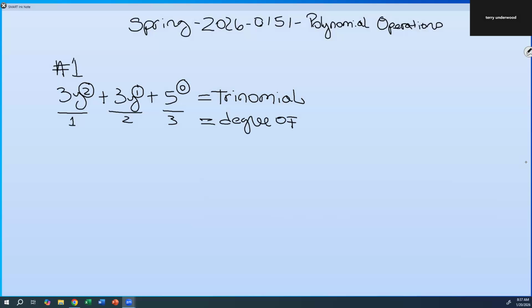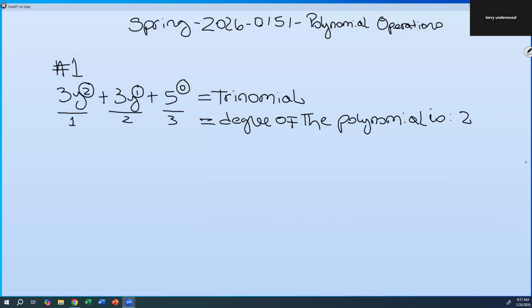of the polynomial is 2. Is 2, or second power. And then the last question that we're asking is, who is the leading coefficient?